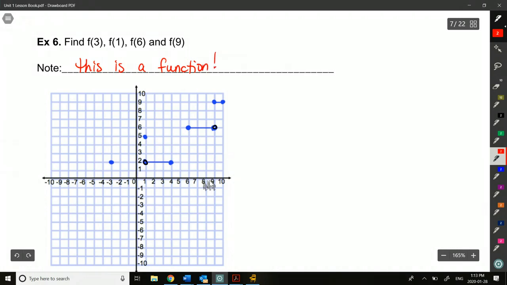Is this continuous or discontinuous? How about the previous one? Was that continuous or discontinuous? Discontinuous. The previous one? No, the previous one was continuous, yeah.